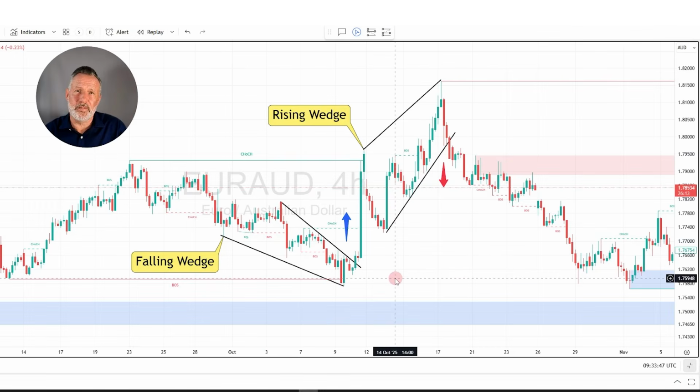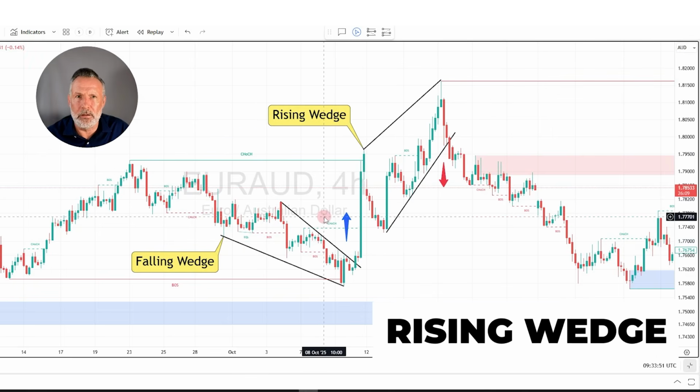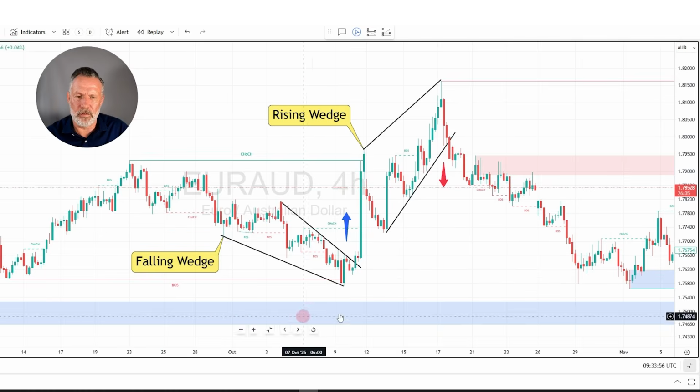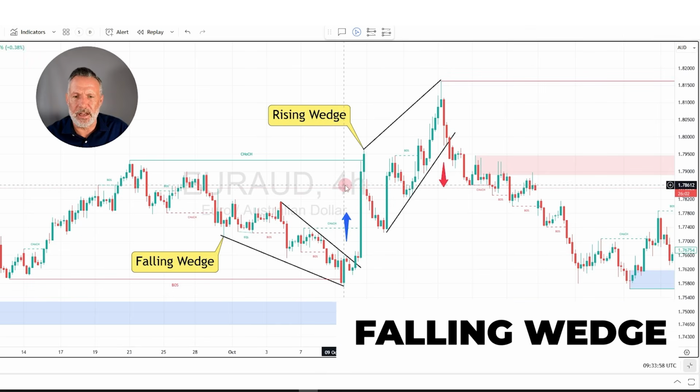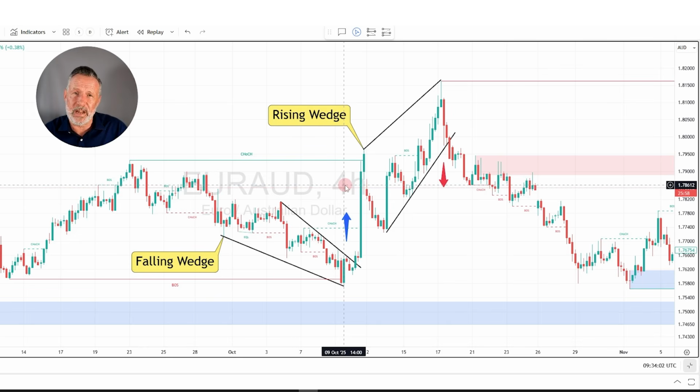Let's break down the ending wedge formation. There are two types of ending wedge formation. The first is called a rising wedge, and this is a bearish formation. The second is called a falling wedge, and this is a bullish formation. For ease of explanation in this video, we will stick to the rising wedge formation, but it can be noted that all the information can be applied in the opposite direction.